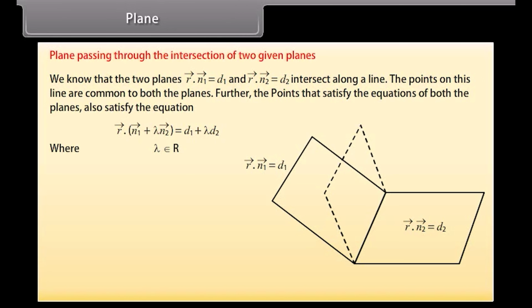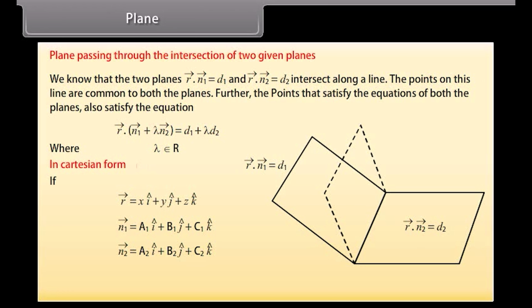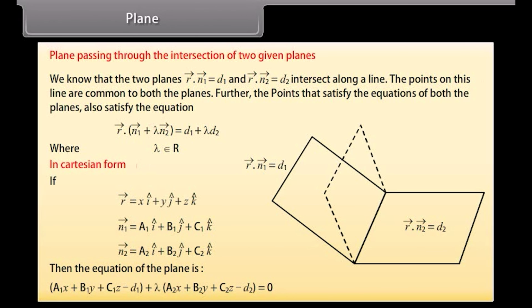In Cartesian form, if vector r equals x cap i plus y cap j plus z cap k, vector n1 equals a1 cap i plus b1 cap j plus c1 cap k, and vector n2 equals a2 cap i plus b2 cap j plus c2 cap k, then the equation of the plane is a1x plus b1y plus c1z minus d1 plus lambda into a2x plus b2y plus c2z minus d2 equals 0.